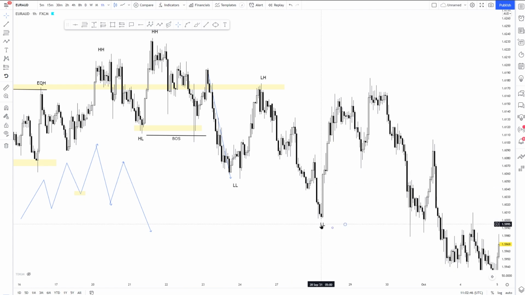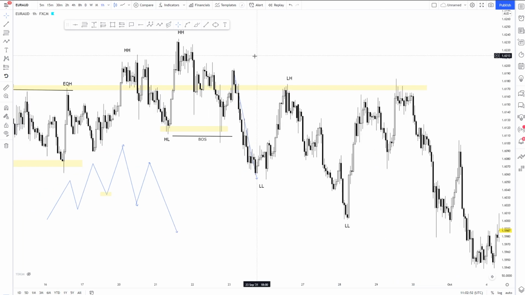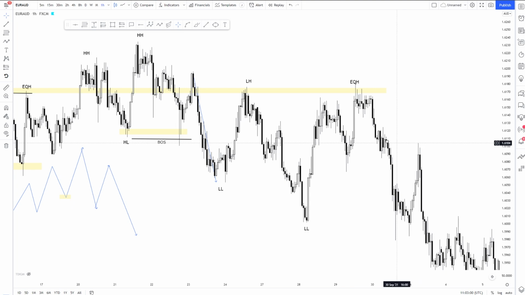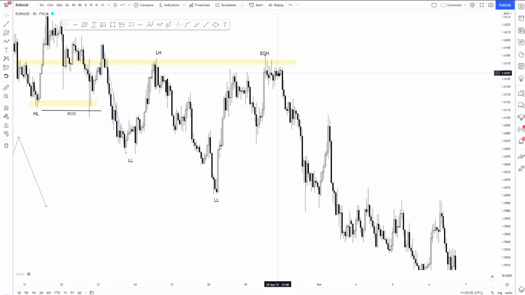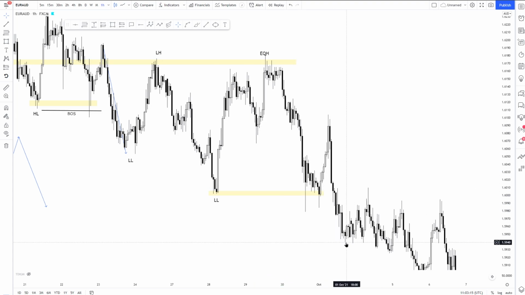Okay, after this lower low, you can see that the market came back up and made an equal high again. So another equal high, because the lower high was not broken, but it came to the same point. Then the market made another equal low. So why is this an equal low? Because this structure didn't go below the previous lower low. So this can be taken, of course, but ideally you would want a lower low like this.